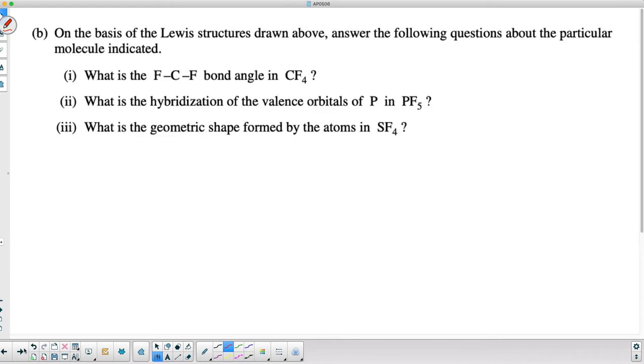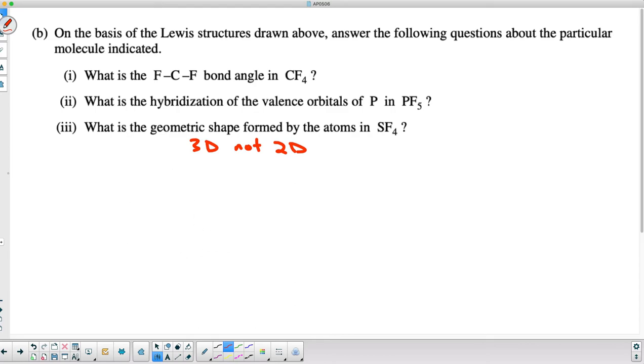So this one is, on the basis of the Lewis structures drawn above, answer the following questions about a particular molecule indicated. So what is the FCF bond angle? So it looks like you would say, well, that bond angle right there is 90 degrees, of course, but it's not, though. See, remember that these molecules exist in three dimensions, not 2 dimensions. So it's not 90 degrees, it's actually worse than that.